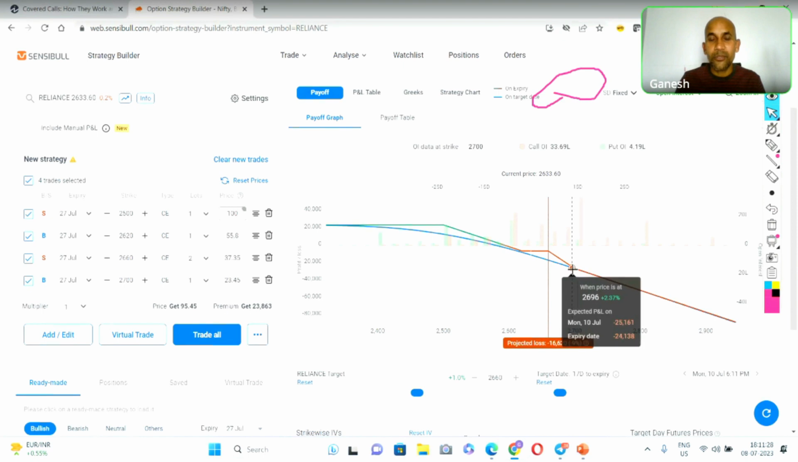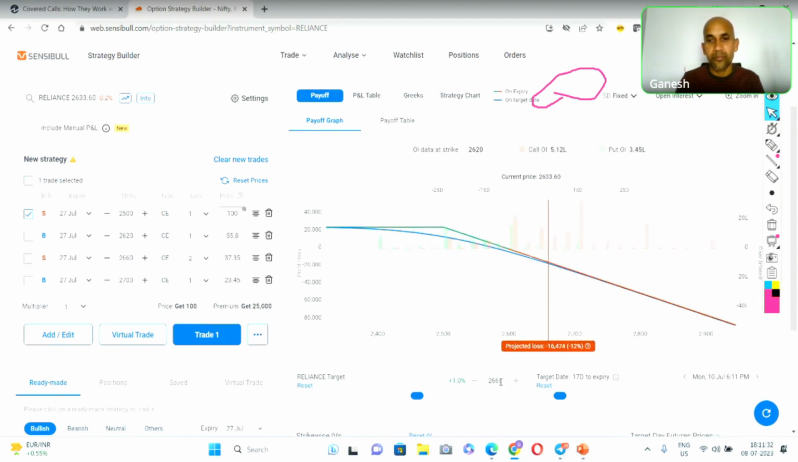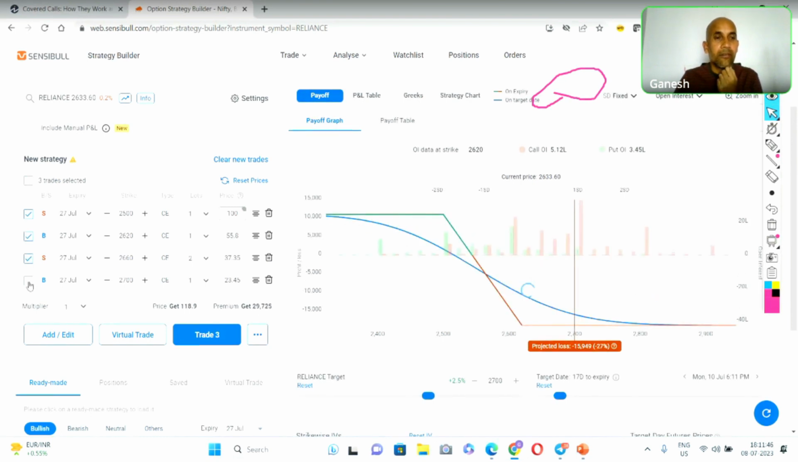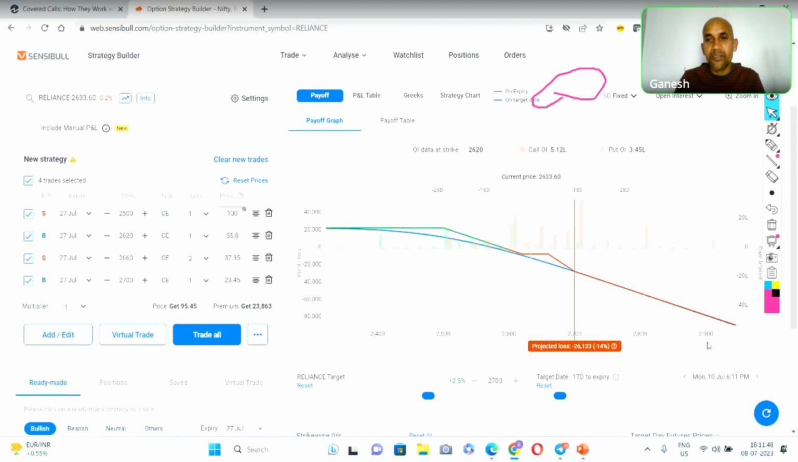Now, let's say 2,700. What if it goes to 2,700? What is the loss? Again, 26,000 loss at expiry. Enable again butterfly. The same butterfly, after enabling, 2,700, right? What is the loss? 26,000. No advantage. So at 2,700, no advantage.